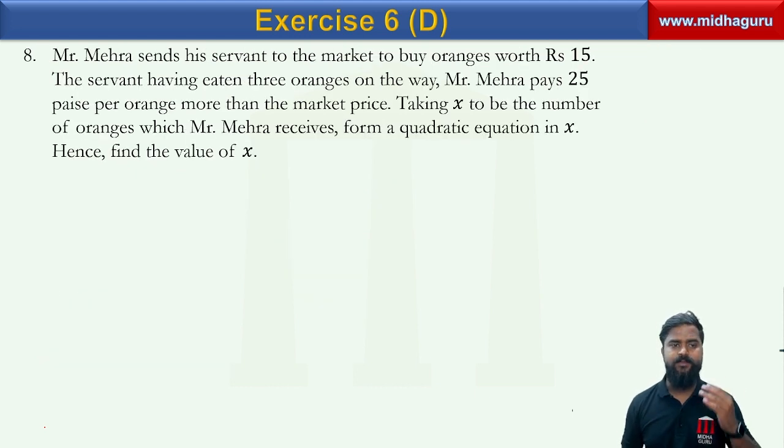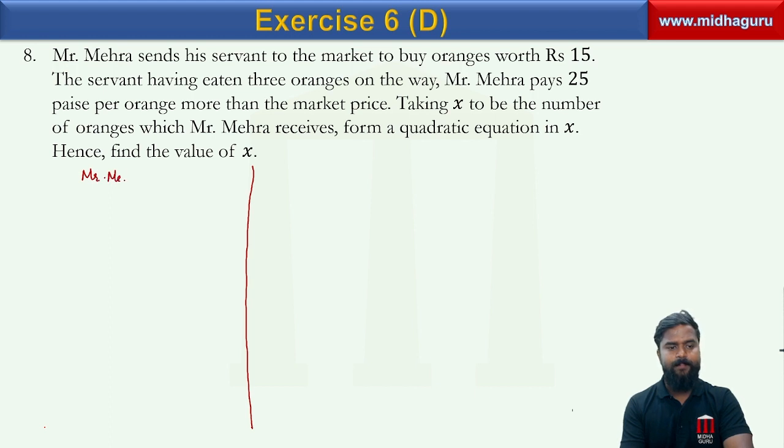Now the next question says, Mr. Mehra sends his servant to the market to buy oranges worth rupees 15. Servant having eaten 3 oranges on the way, Mr. Mehra pays 25 paise per orange more than the market price. Taking x to be the number of oranges which Mr. Mehra receives, form a quadratic equation in x.